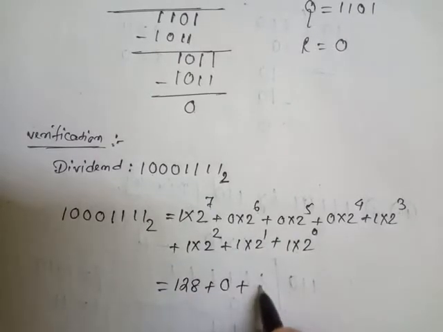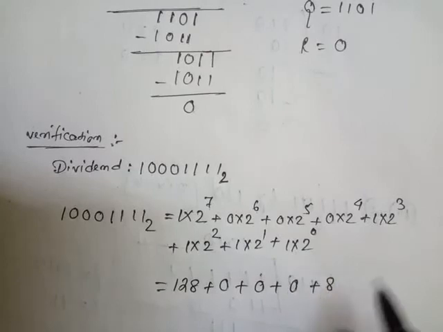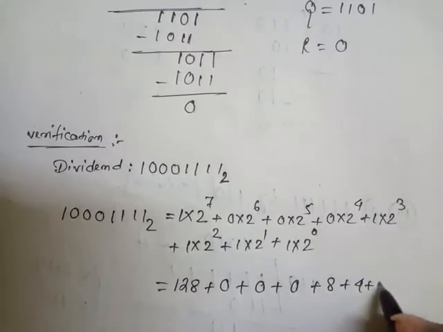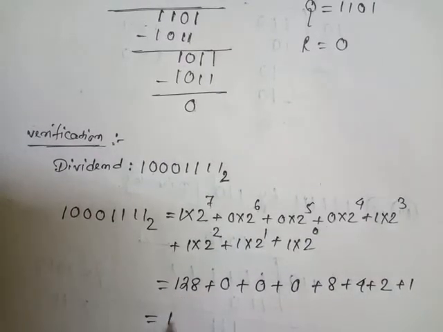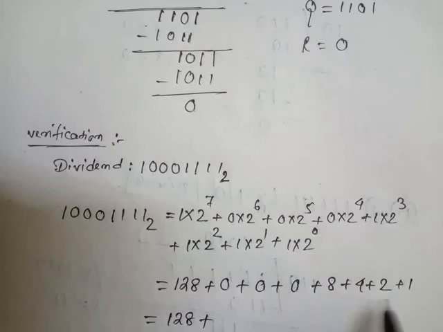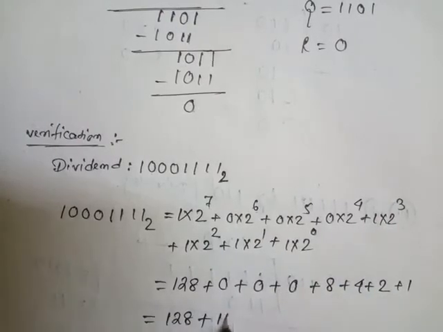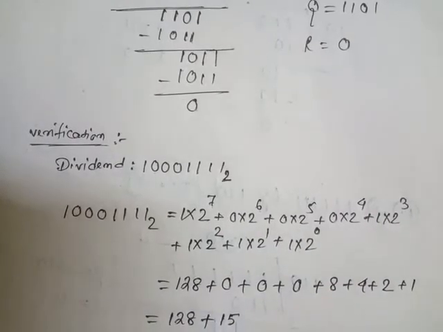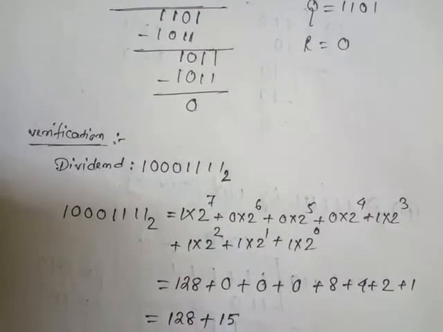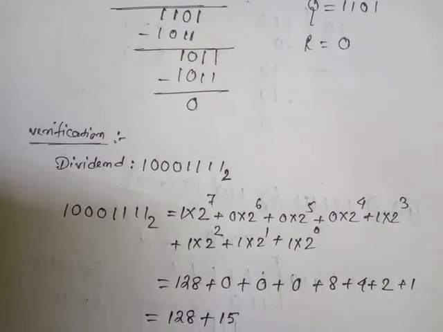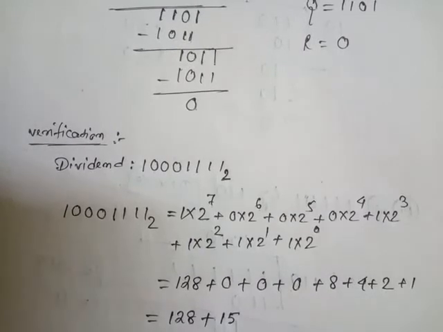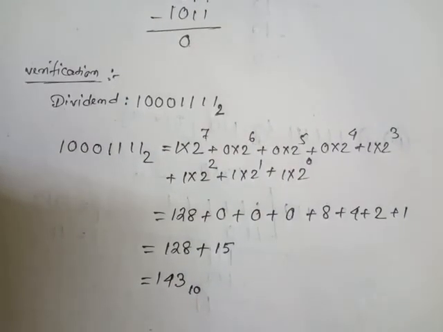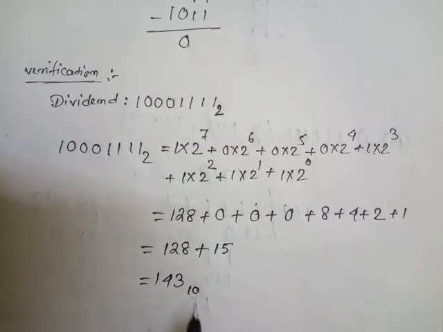Then 0 plus 0 plus 0, 2 cube is 8 again. Now 2 square is 4, then 2, then 1. Now 128 plus 8 plus 2 is 10, 10 plus 4 is 14, 14 plus 1 is 15. Now 8 plus 5 is 13, 3 carry 1, 2 plus 1 is 3 plus 1 is 4, then 1. So 143 base 10. After adding these two, 143 base 10.